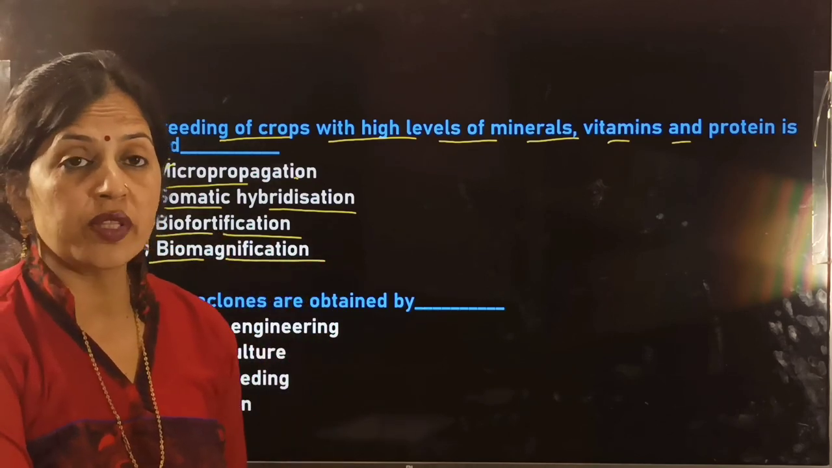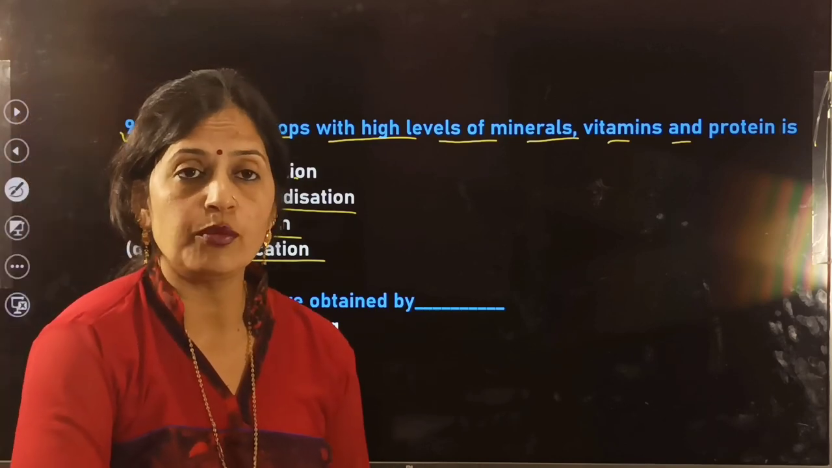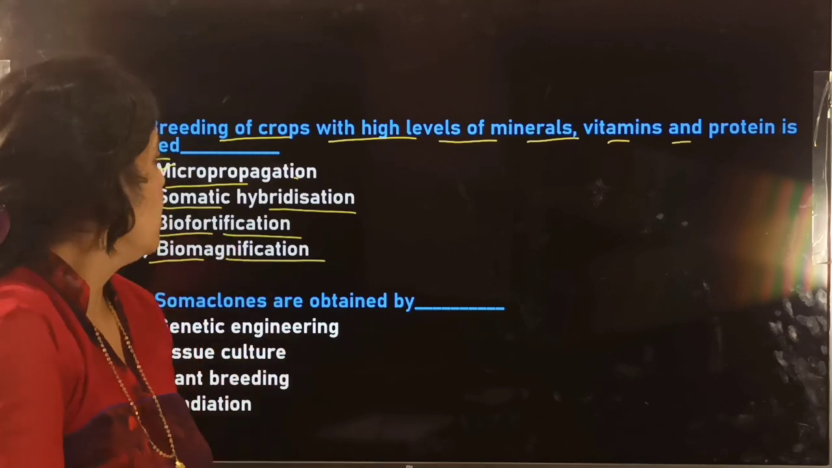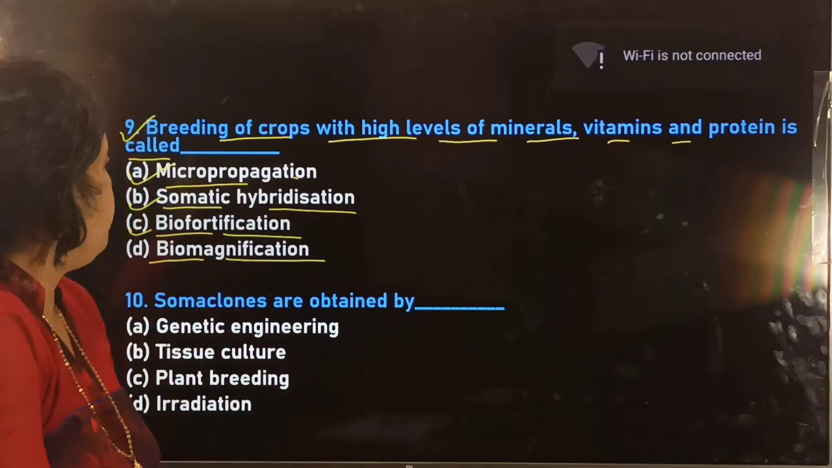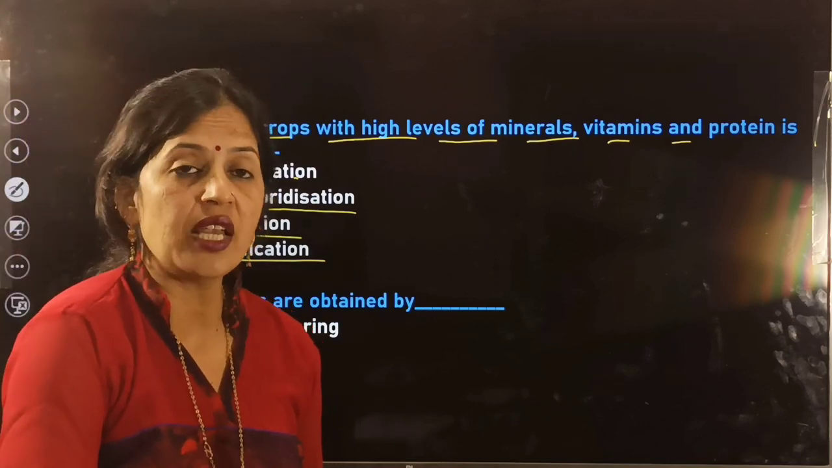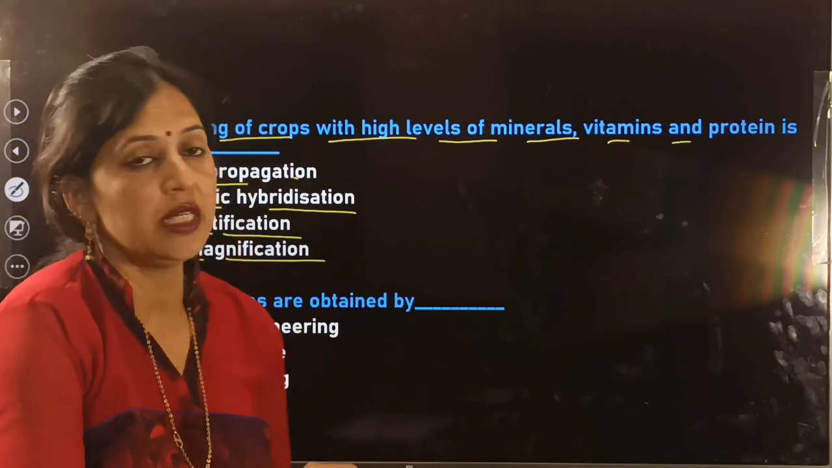Breeding of crops with high levels of minerals, vitamins, and proteins is called as, option A is micropropagation, B, somatic hybridization, C, biofortification, and D is biomagnification. So it is your question number 9.